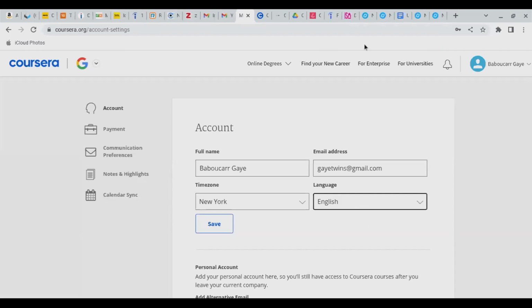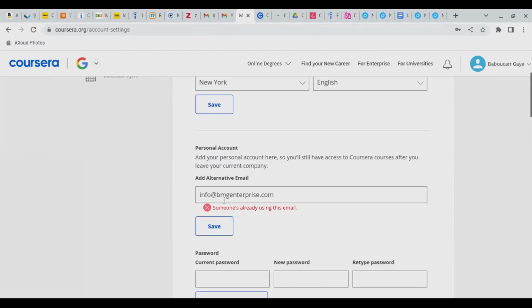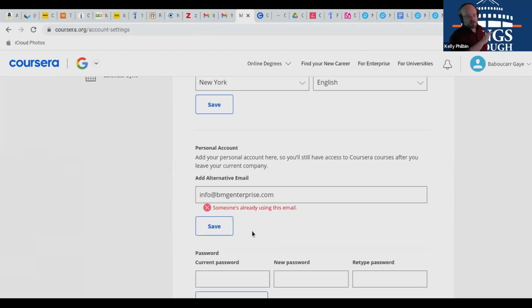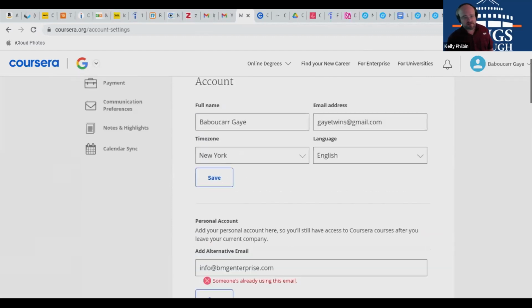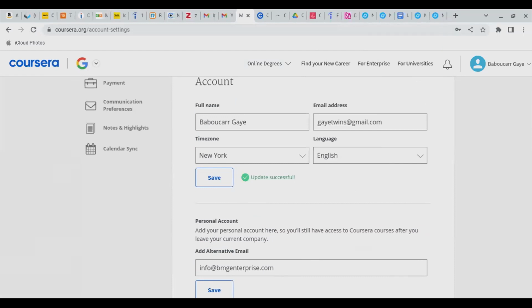It's not letting me add an alternative email. Okay, let me work on this and see if I can figure out how to merge it. I know you can. I just have to remember how to do it. It's been over a year since I've done it, and I only had to do it one time. So I'll see if I can figure it out. All right, thank you. No problem. So we'll get into that.